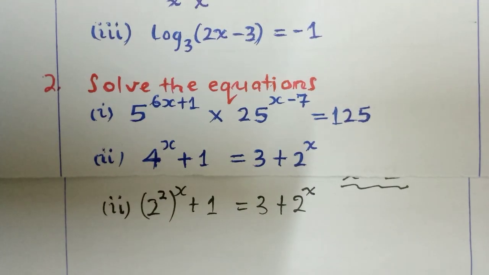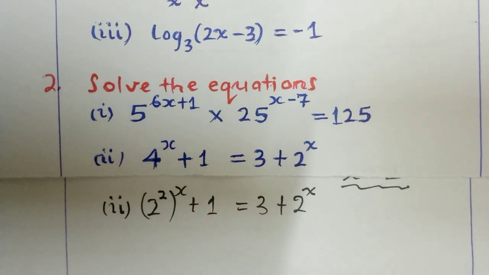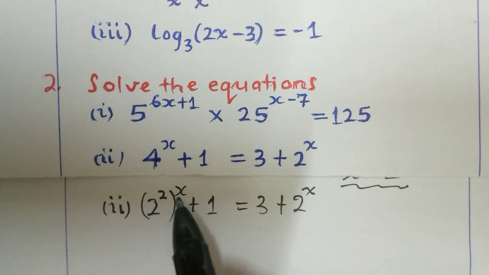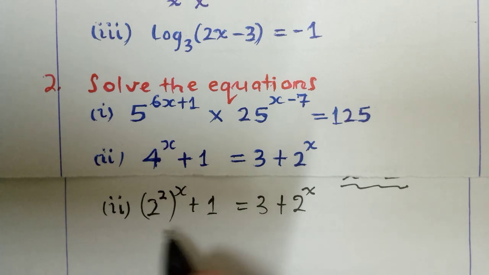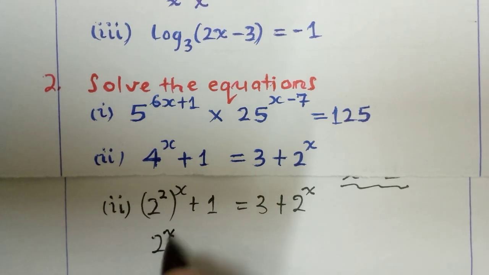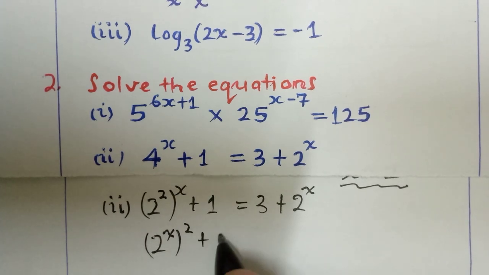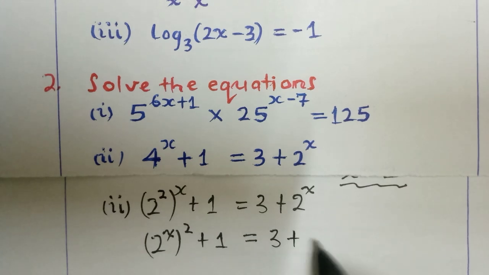Guys, from there we can interchange this. 2 can go here and x can come here. It's still the same, because you are supposed to multiply them. And even when you interchange numbers that are supposed to be multiplied, the product remains the same. And so this one I can write as 2x squared plus 1. This one now gives us 3 plus 2 raised to x.